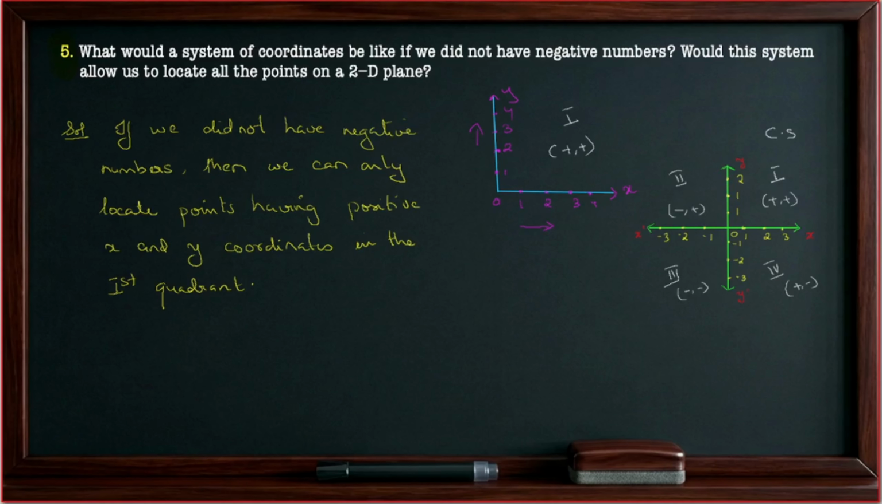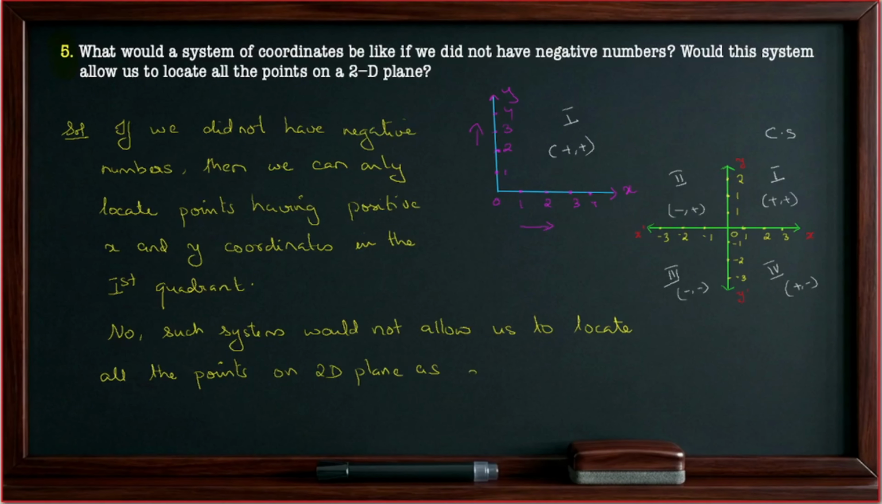So the second part of the question, would this system allow us to locate all the points on the 2D plane? So we can write no, such a system would not allow us to locate all the points on the 2D plane, as all points having negative coordinates cannot be shown. I hope you understood. Now let us move on to the next question.